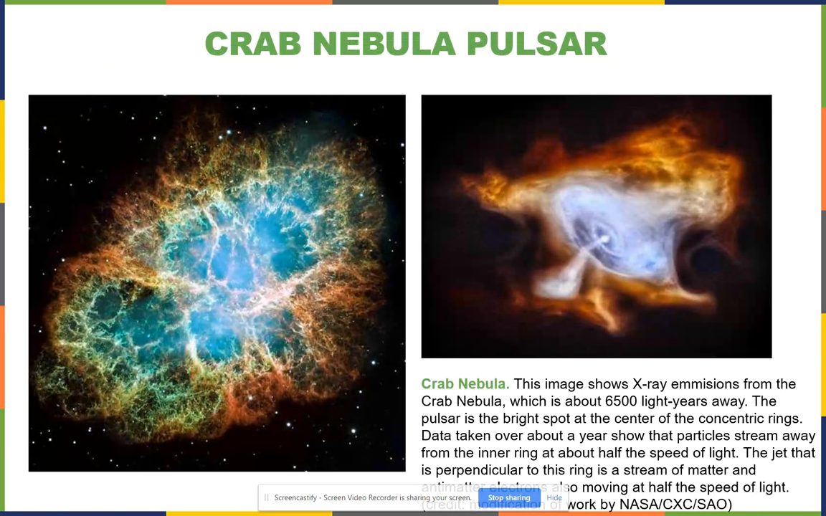So pulsars are neutron stars that are spinning and giving off pulses. The Crab Nebula is very important for our understanding of pulsars. The Crab Nebula was observed in 1054 AD. And given that we know when it occurred, down to within a day or two, we can look at it and we know exactly how old the neutron star is.